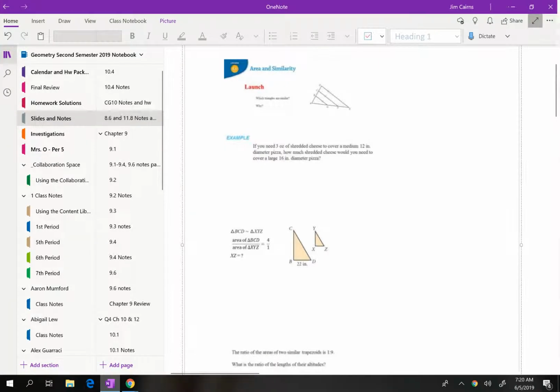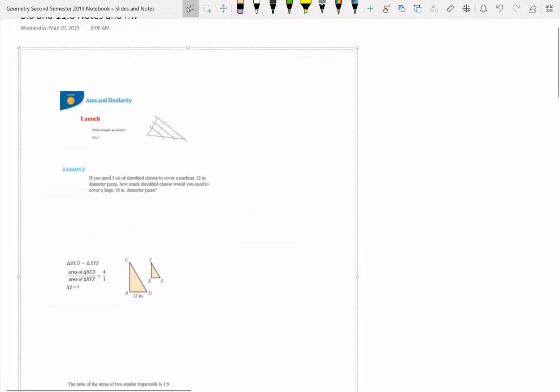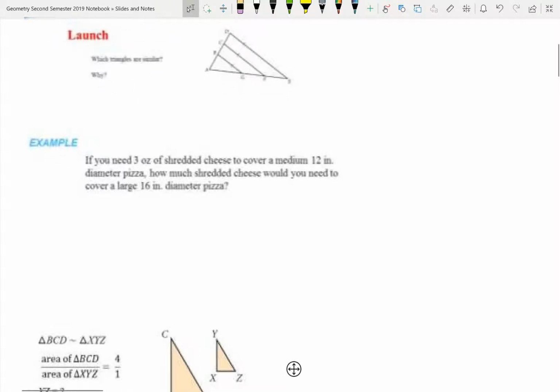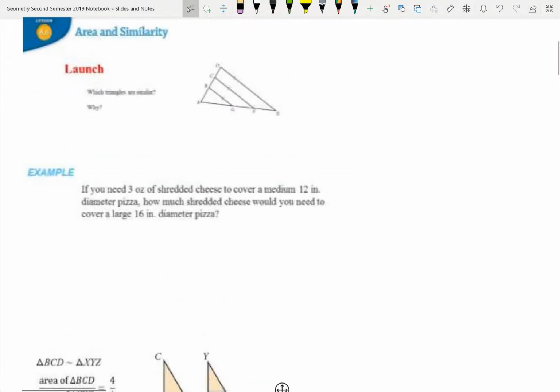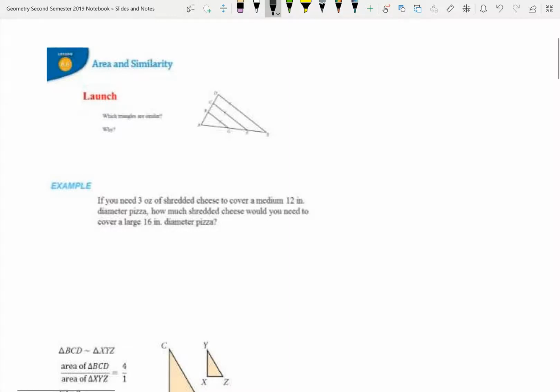This video will go over 8.6 and 11.8. With 8.6, the idea is if you have two similar figures and the ratio of lengths is A to B, then the ratio of the areas is going to be A squared to B squared. And then in 11.8, the ratio of the volumes is A cubed to B cubed.